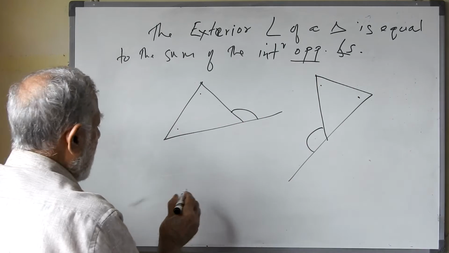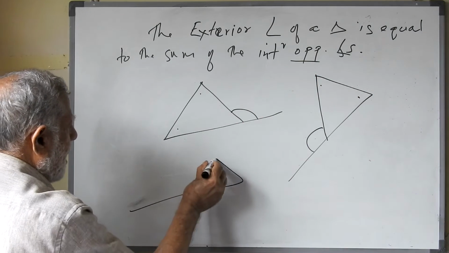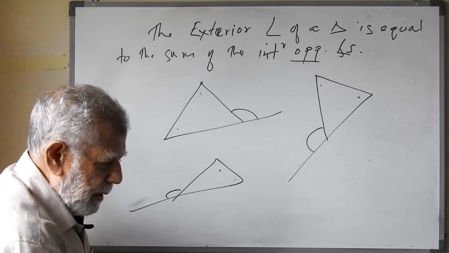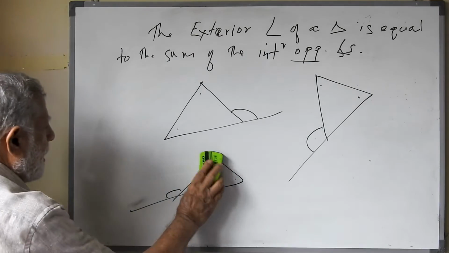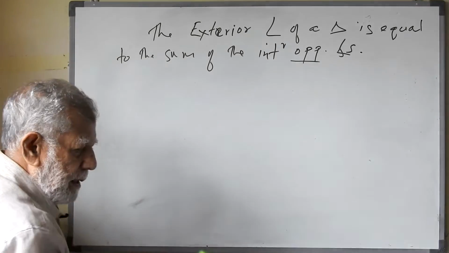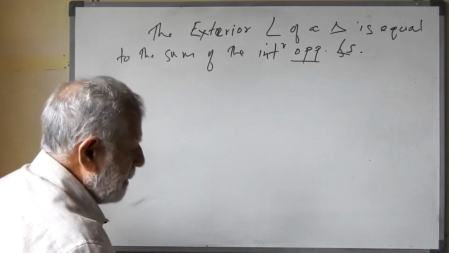So if you have a triangle like this, this is the exterior angle, and these are the interior opposite angles. Okay. Now we will take one or two problems. Look at this.